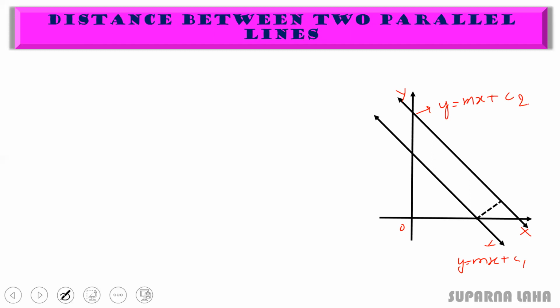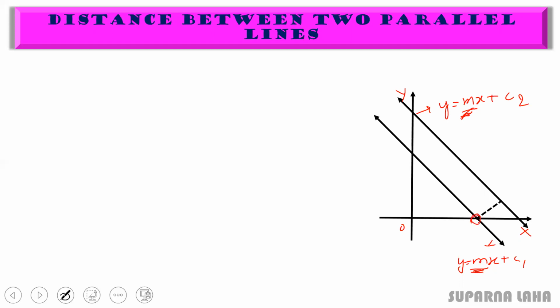Now my question is, why have I taken the slope of these 2 lines the same? The slopes of these 2 lines are the same since they are parallel. So for parallel lines, their slopes are always equal. So here I am taking the slope of these 2 lines as m. So y is equal to mx plus c1 is one of the equations, and y is equal to mx plus c2 is another equation.